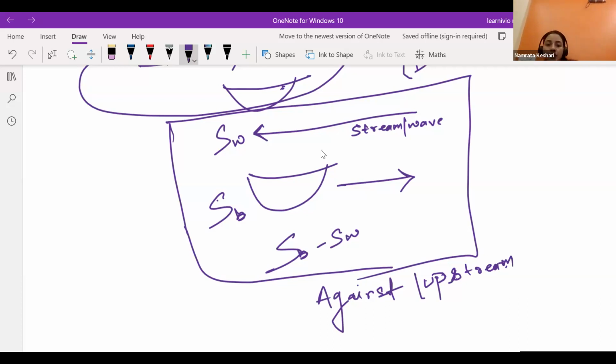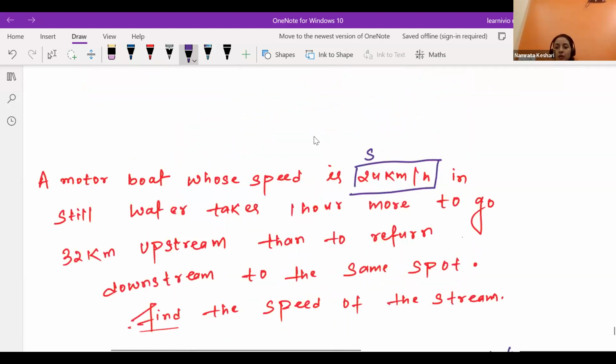Okay, upstream, I'm writing. So let's read the question now. A motorboat whose speed is given in still water takes 1 hour more to go 32 kilometer upstream than to return downstream. Of course, suppose the boat is going from A to B, then while going from A to B it is going in the direction of the stream, but just after a minute when it goes to B and then returns back to A, it has to come against the direction of the stream. This is how it works.